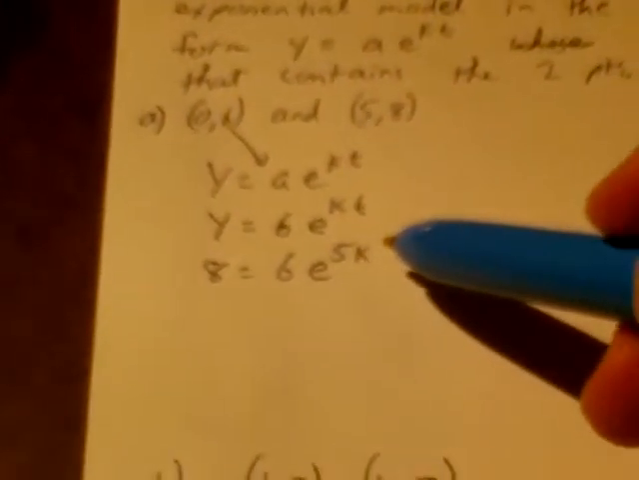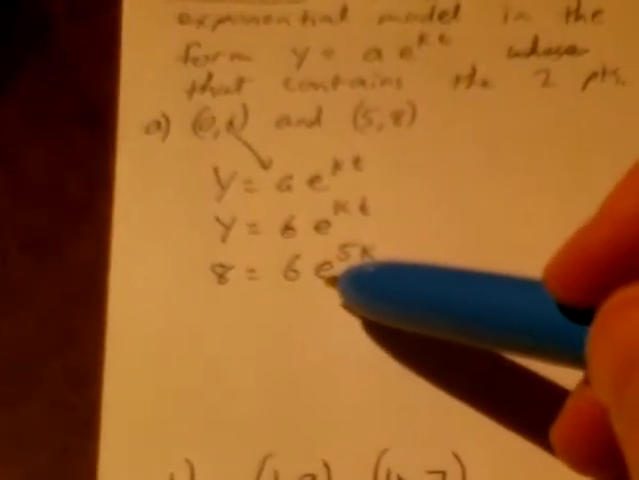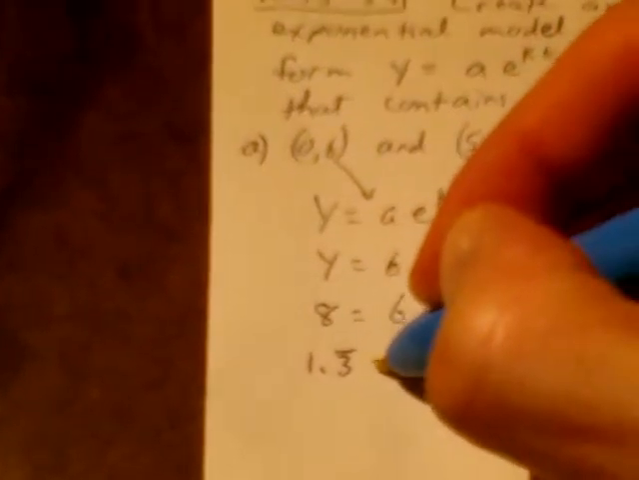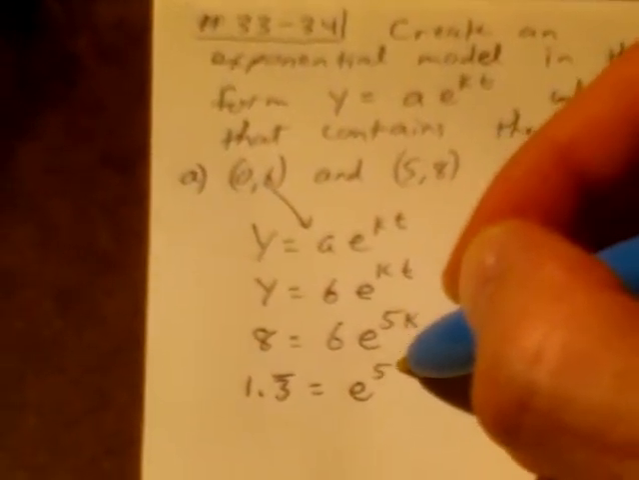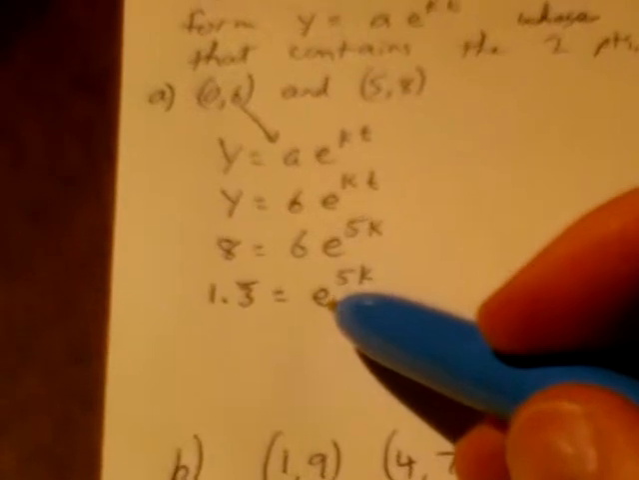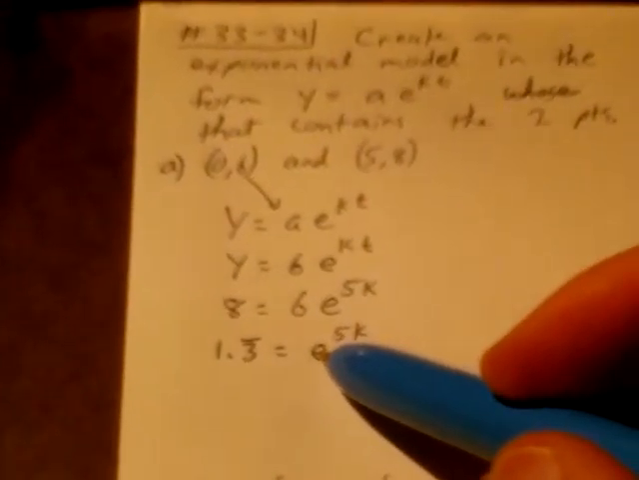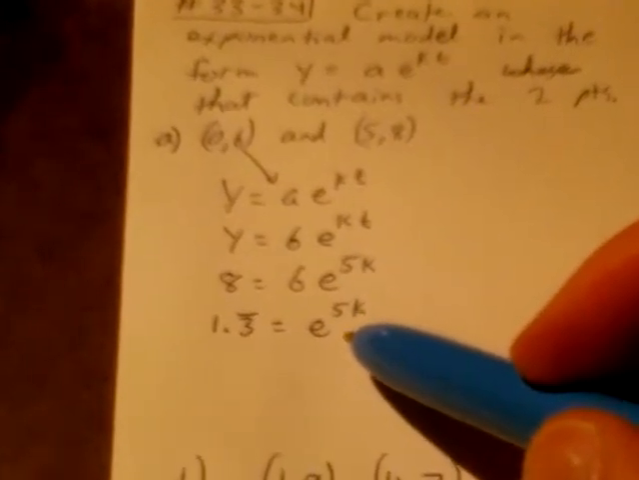Well, here we are again where we have an exponential piece, and it's not quite isolated yet, so we're going to divide both sides by 6. So 8 divided by 6 is 4/3, or 1.3 repeating, equals e to the 5k. And this is an exponential function with e as the base. So in order to get rid of that base, we need to natural log both sides and bring that 5k right down. So we're going to natural log 1.3 repeating. And the way I'm going to do that, of course, is go to the calculator, natural log, and I'm going to do 1 point, lots of 3's, and hit enter.